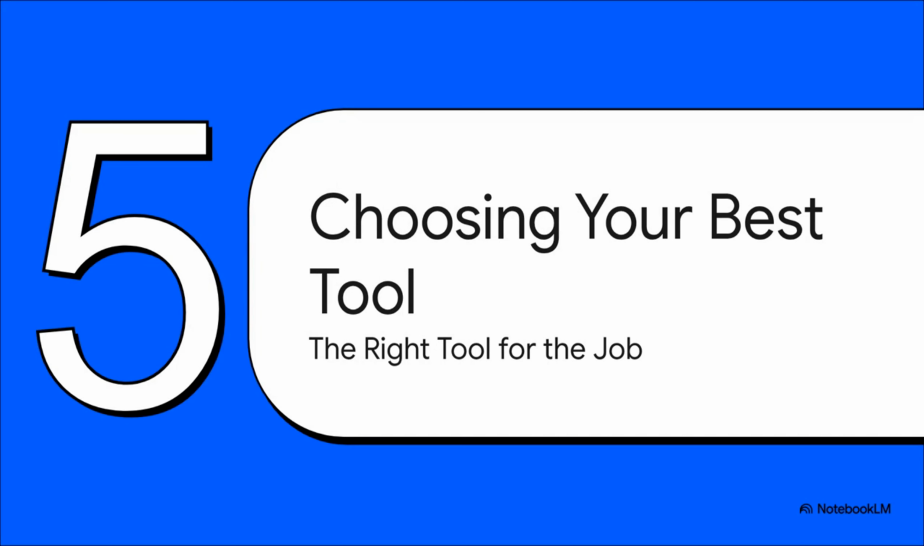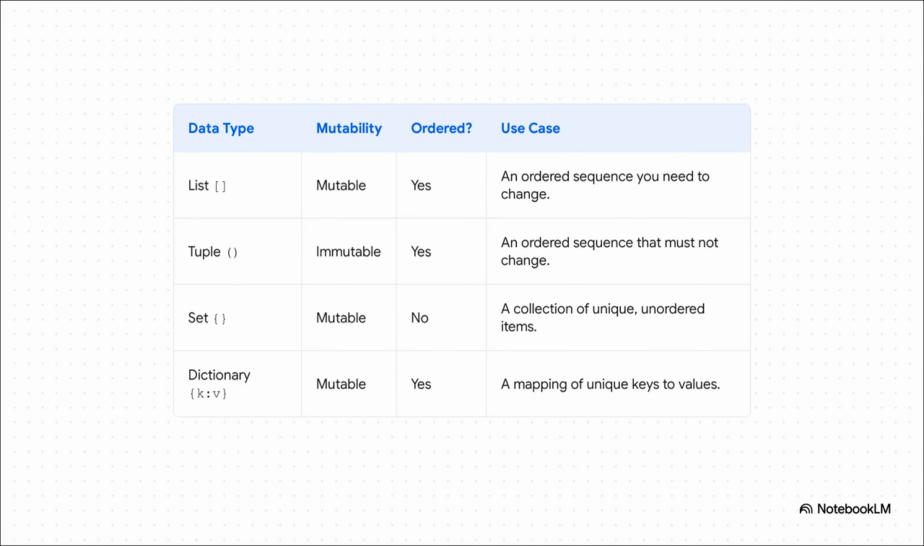So we've looked at 4 really powerful tools. But being a great programmer isn't just about knowing the tools exist. It's about knowing exactly when to use which one. So let's do a quick recap. So how do you pick? It really just comes down to a few simple questions.